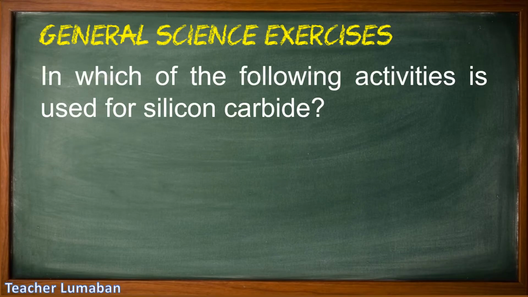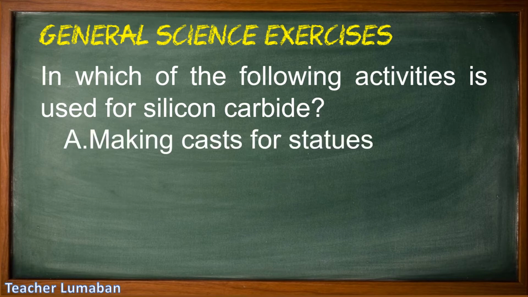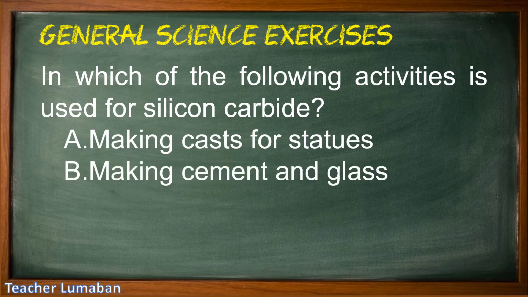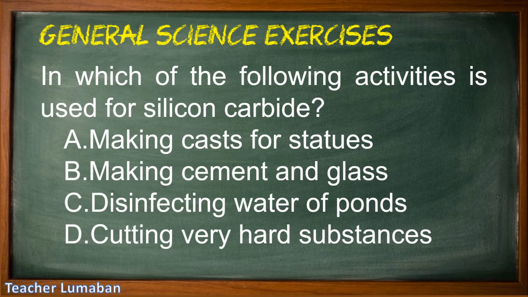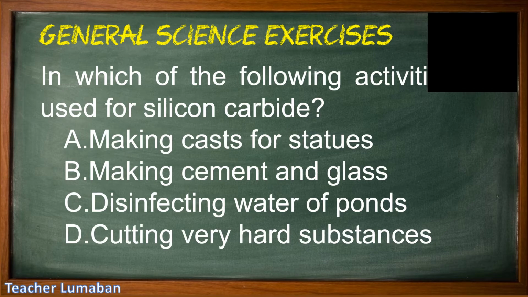In which of the following activities is silicon carbide used? Letter A, making casts for statues. Letter B, making cement and glass. Letter C, disinfecting water of ponds. Letter D, cutting very hard substances. Choose the suitable answer from the following choices in 5 seconds.